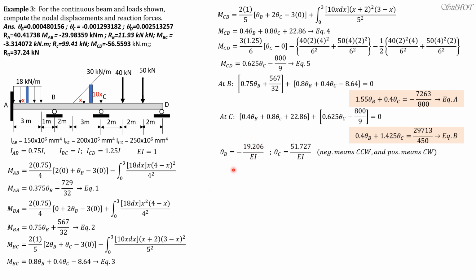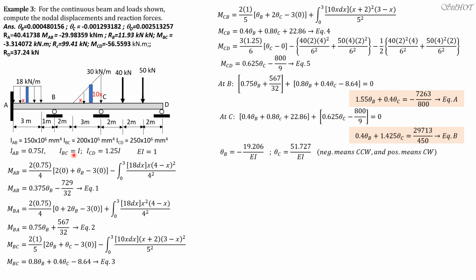But the counterclockwise rotation is actually the positive rotation in the global convention. And theta C 51.727 over EI means the tangent at C rotates clockwise because this is positive. But clockwise rotation is negative with reference to the global and universal approved signs for rotation. Therefore, our answers for theta would be theta B is equal to positive 19.206 divided by EI.